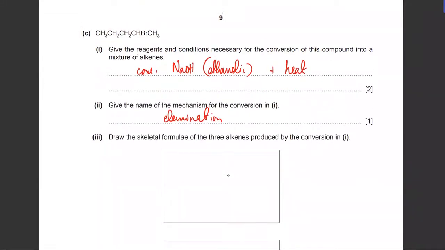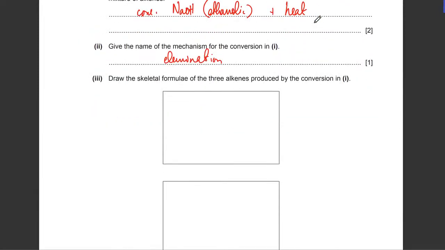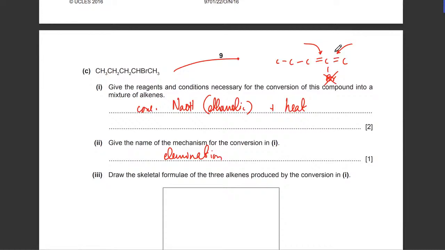So what were the three alkenes? The alkenes would be, okay, you've got 1, 2, 3, 4, 5 carbon atoms. And the Br is on the second last. So Br is going to be removed from here, and the double bond would either appear over here or on this side. Ye clear hai? Okay, you're going to get two alkenes. Either the double bond is here or the double bond is here. So वो three alkenes क्यों लिखा हुआ वहां पे? He's asking you to draw three alkenes. What is the third alkene?